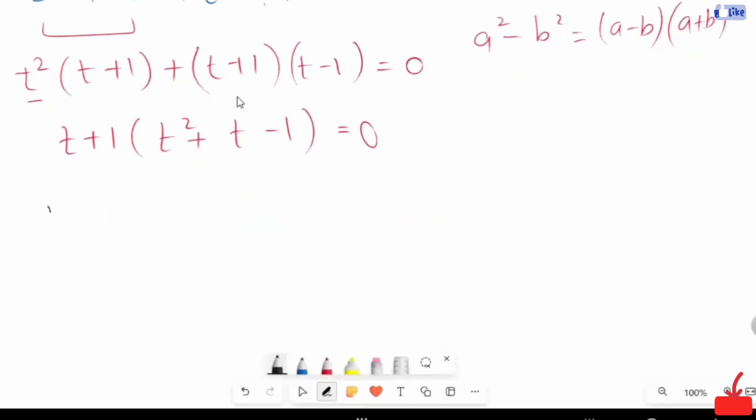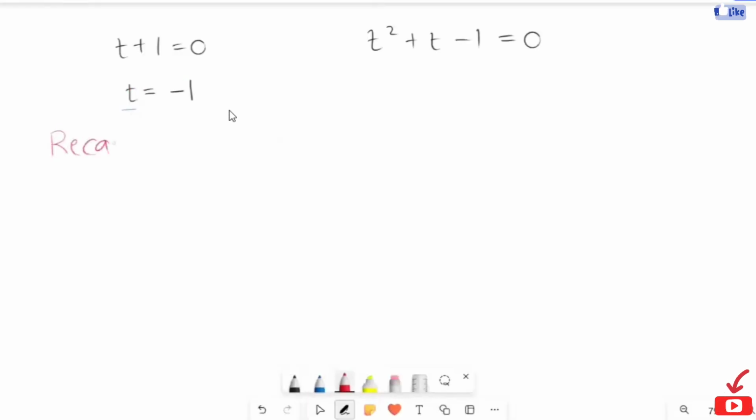Now we have two cases. t plus 1 is equal to 0, and t squared plus t minus 1 is equal to 0. So here, t is equal to minus 1. I am going to recall t is equal to 2x. Now I am going to plug in the value of t. So 2x is equal to negative 1, x is equal to negative 1 over 2. So this is the answer for case 1.